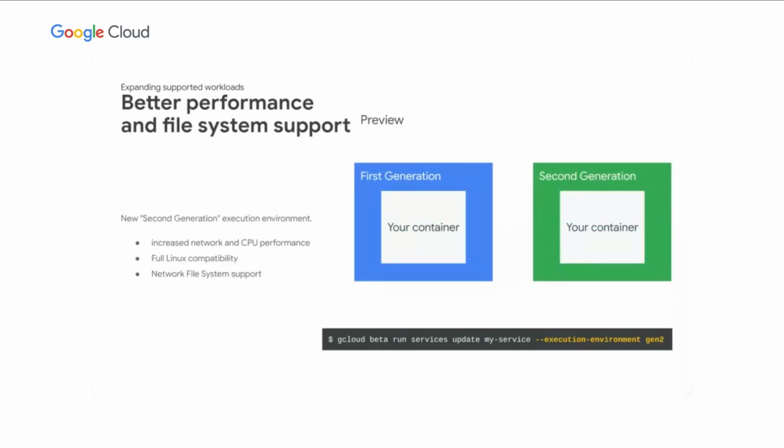Next, you will find that we've improved the performance of Cloud Run, and we are adding network file system support. This is thanks to a new execution environment that we call second generation. Basically, when you deploy a container image to Cloud Run, it runs in an execution environment, also known as a sandbox. So today, you can opt into the second generation execution environment.